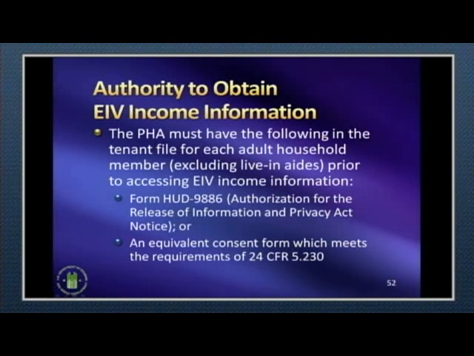The authority, as I mentioned, to obtain EIV information is through the HUD form 9886 or equivalent consent form, which meets the requirements under 24 CFR Part 5, Section 230. If there is no consent form, neither you, the housing authority, nor HUD is authorized to request or obtain income information for an individual.